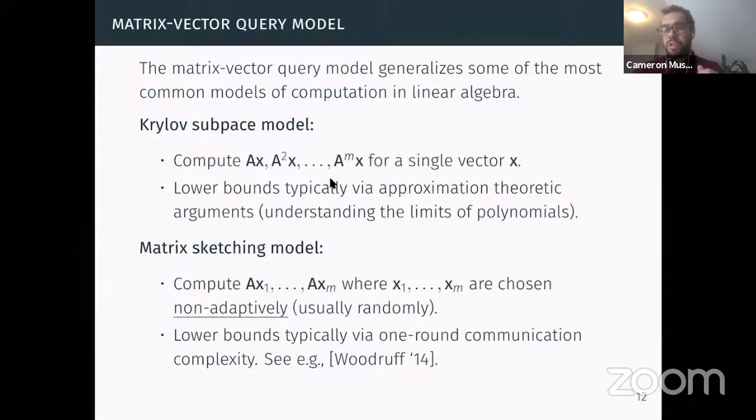So usually these vectors are independent random Gaussian vectors. There's been lots of work in the randomized numerical linear algebra community on algorithms that fall within this matrix sketching model. And generally getting lower bounds for these algorithms can be done via reductions to one-way communication complexity. I'm not going to go into that in detail, but basically you can use the fact that there's no adaptivity. So you sketch your matrix once and then you extract information from that sketch and you don't make adaptive queries. So it's easier to prove lower bounds in this model.